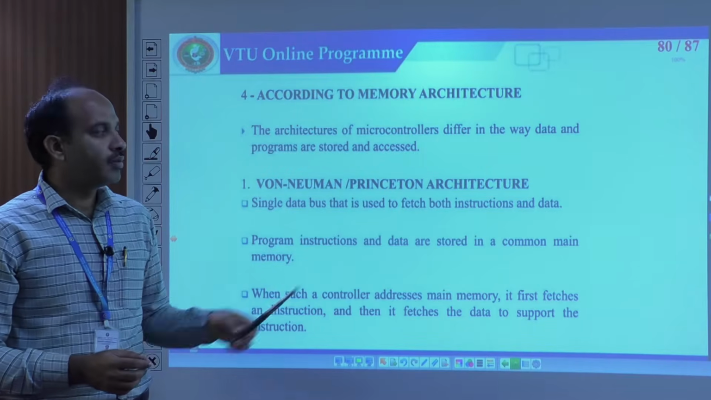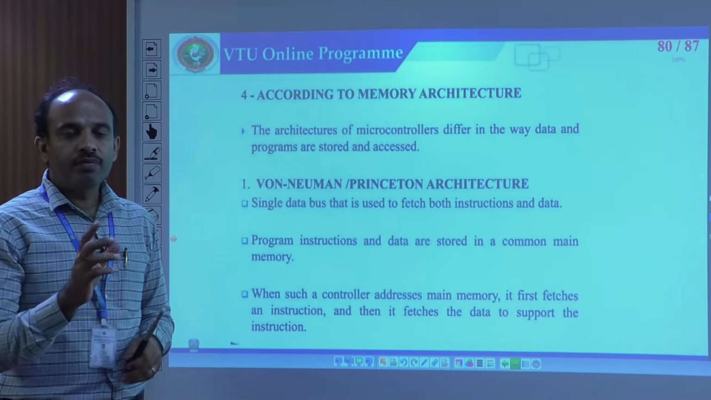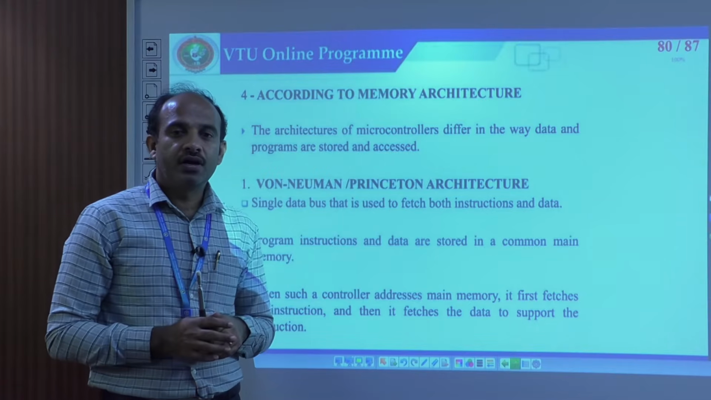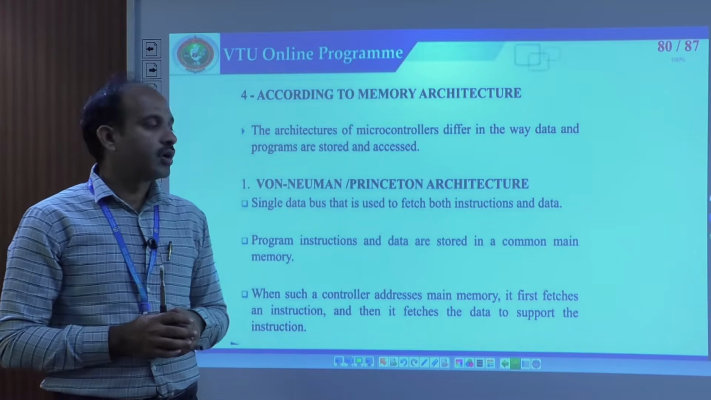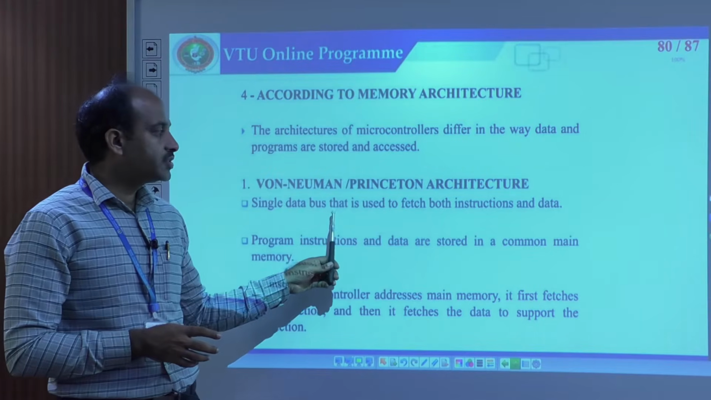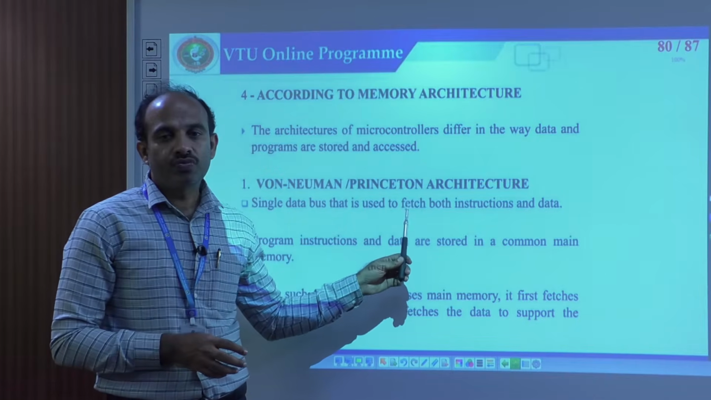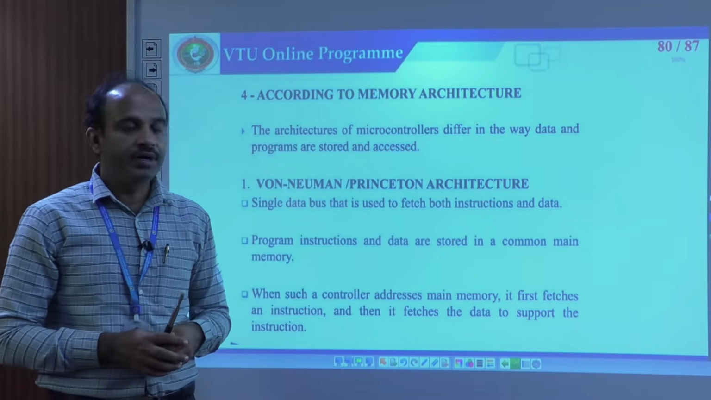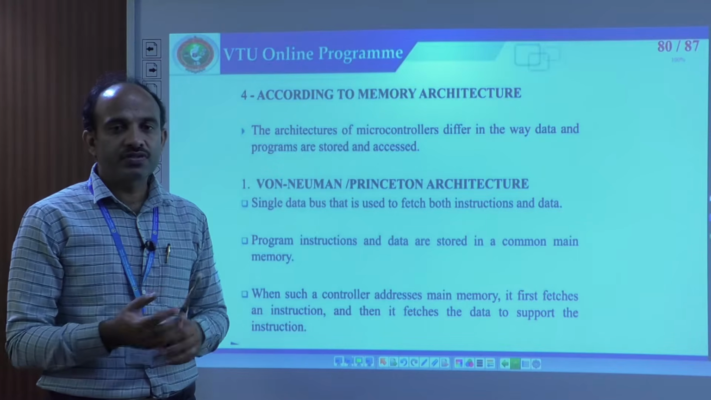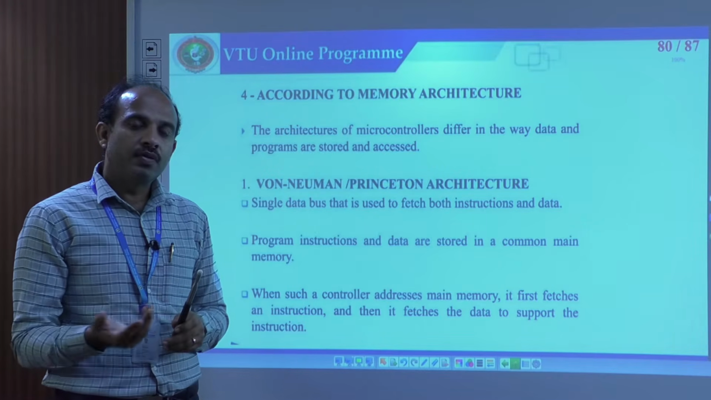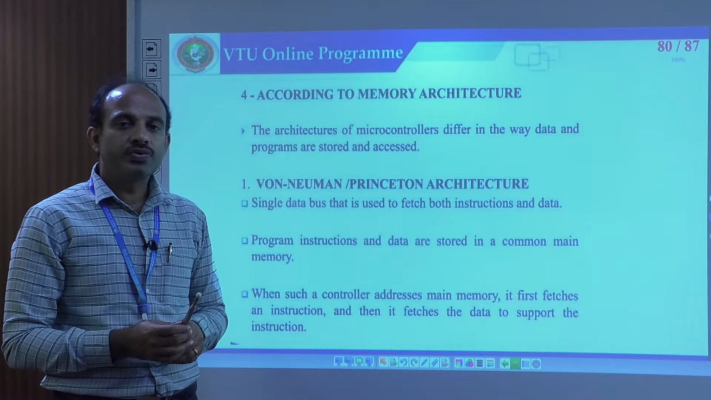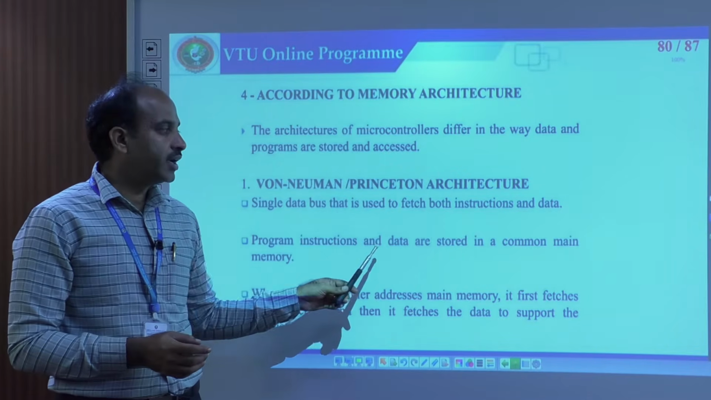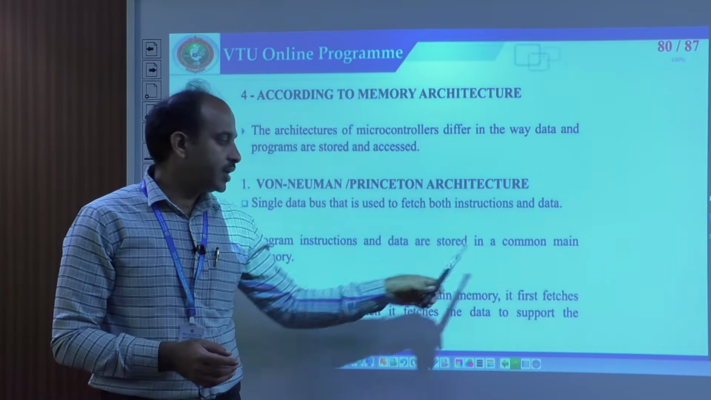Here it is a single data bus. We have seen in the microprocessor there are different buses: address, data and control bus. Now, we will see a single data bus that is used to fetch both instructions as well as data. If you want to fetch instructions, there is no separate bus, and if you want data also, for both you need to use the same data bus. Even the program instructions and the data are stored in the common main memory.